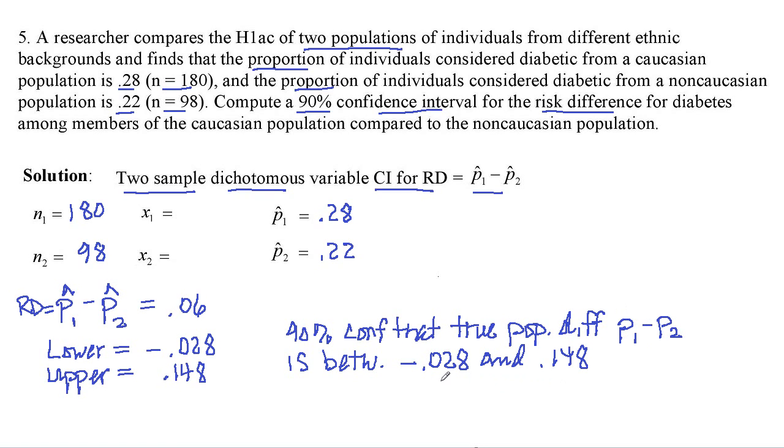So for repeated pairs of samples of sizes 180 and 98, this interval will contain the true difference in proportions P1 minus P2 90% of the time. So for 90% of those pairs of samples.